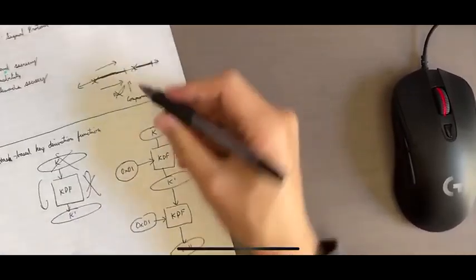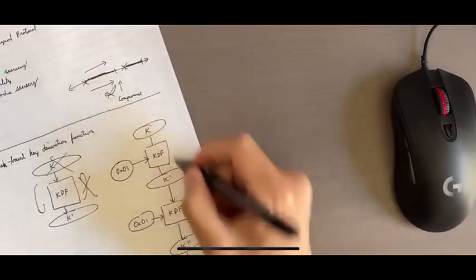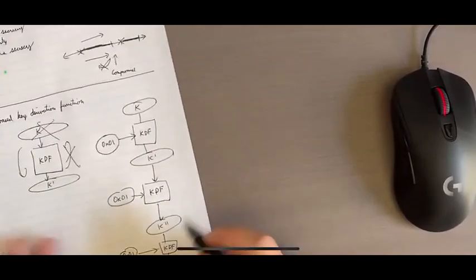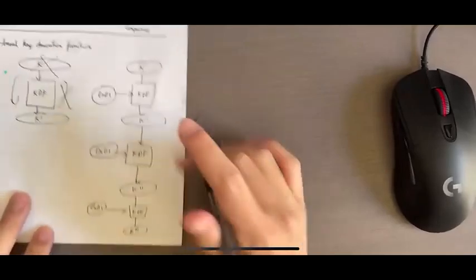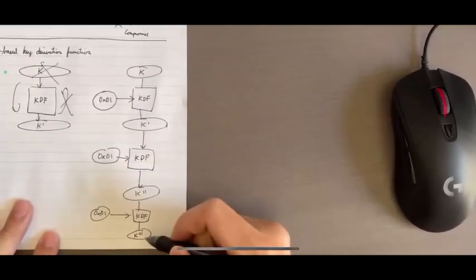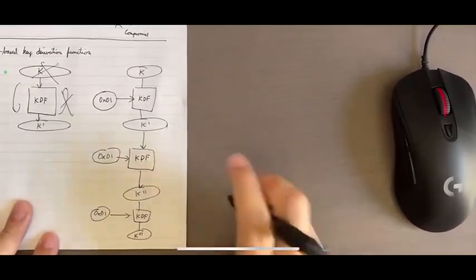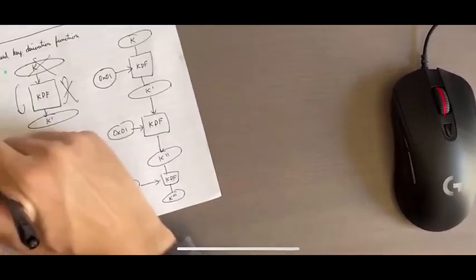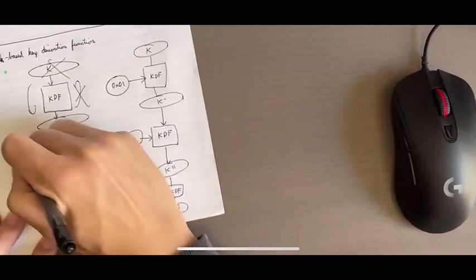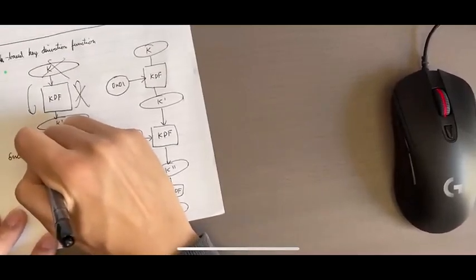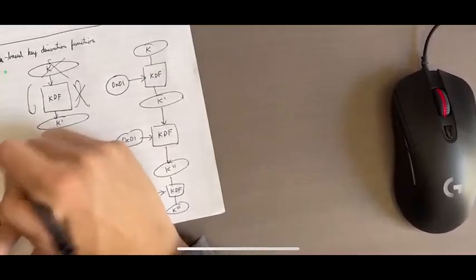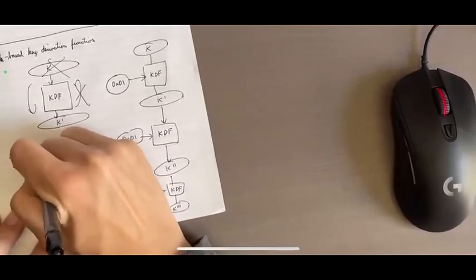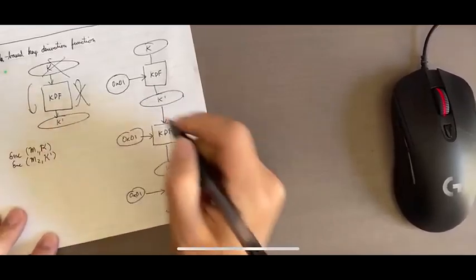So if we encrypt our first message with K, and then encrypt our second message with K prime, encrypt our next message with K prime prime, move this up a little bit, encrypt the next message with K prime prime prime, then we can send all of our messages. So maybe we have encrypt M1 with K, comma, encrypt M2 with K prime, and so on and so forth.